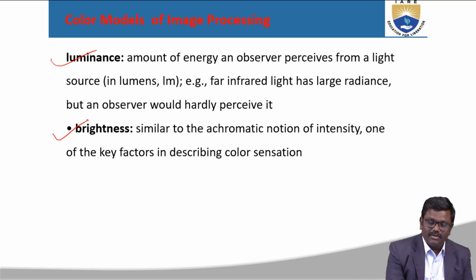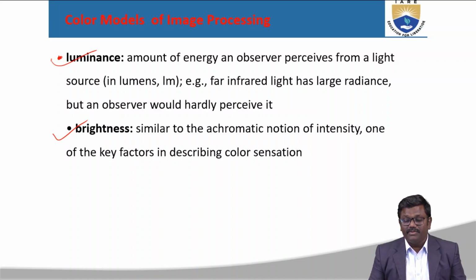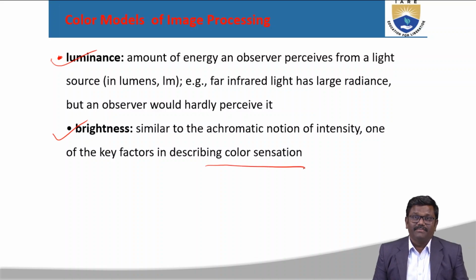Luminance is the amount of energy an observer perceives from a light source, measured in lumens, LM. For example, far infrared light has large radiance, but an observer would hardly perceive it. That is called luminance. Whereas brightness is similar to the achromatic notion of intensity, and it is one of the key factors in describing color sensation.